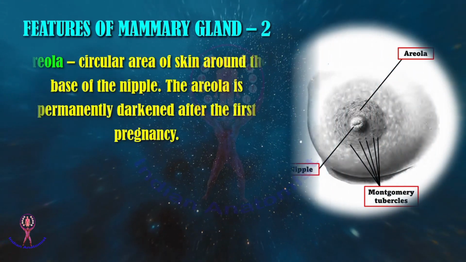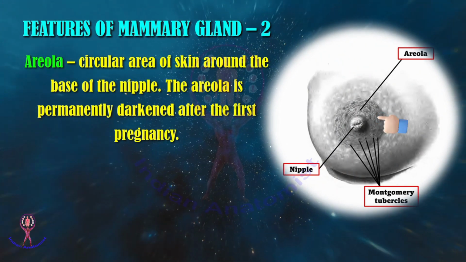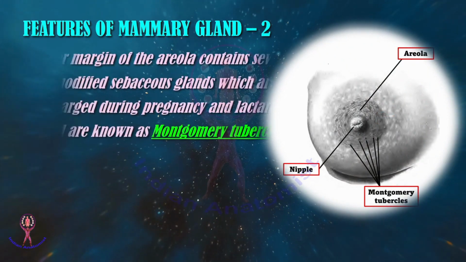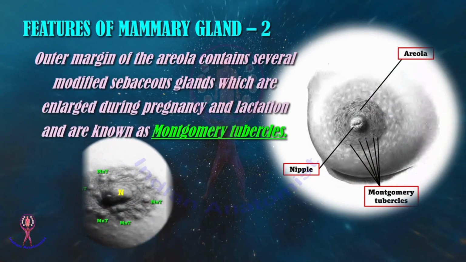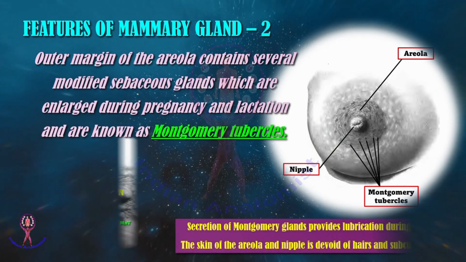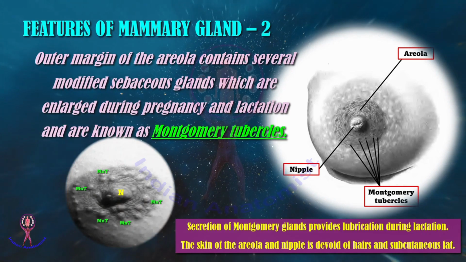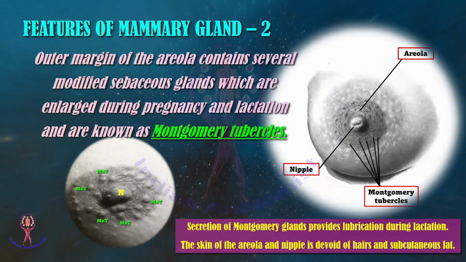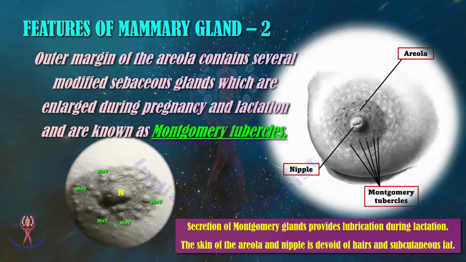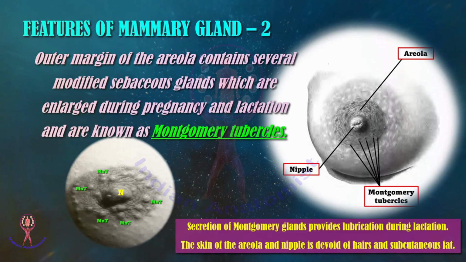The areola is a circular area of skin around the base of the nipple. The areola is permanently darkened after the first pregnancy. The outer margin of the areola contains several modified sebaceous glands, which are enlarged during pregnancy and lactation, and are known as the Montgomery tubercles or glands. The secretion of the Montgomery glands provides lubrication during lactation. Dear medicos, please note that the skin of the areola and nipple is devoid of hair and subcutaneous fat.